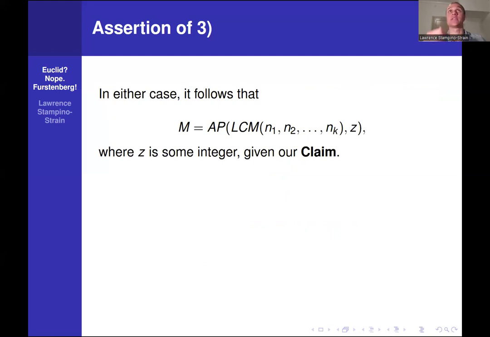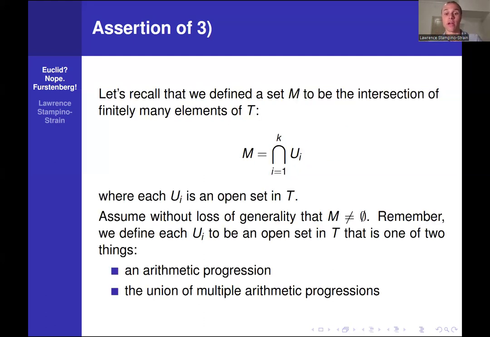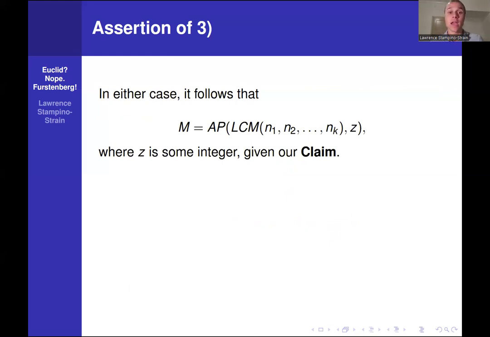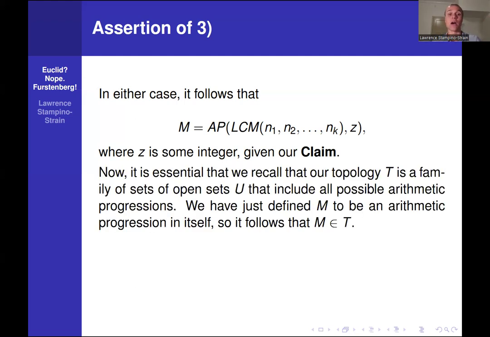In either case, whether it's an arithmetic progression or the union of multiple arithmetic progressions, it follows that M is equal to some arithmetic progression where, in the first place, we have the least common multiple of n1 all the way up to nk, and z, where z is some integer given our claim. Now, it is essential to recall that our topology T is a family of open sets U that include all possible arithmetic progressions. We have just defined M to be an arithmetic progression itself, so it follows that M must be an element of T as well, right? And this is all deriving from the claim that we made.